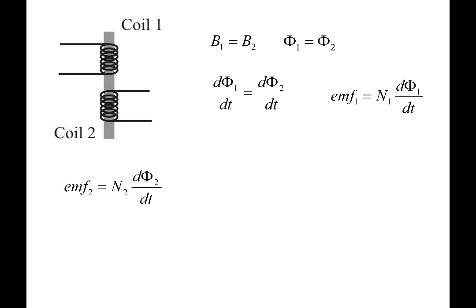Now notice, since the rate of change of magnetic flux through 1 is equal to the rate of change of magnetic flux through 2, I can simply relate the expression for voltage 2 with what I've denoted above with the voltages. So here we have voltage 2 is equal to the number of turns of coil 2 times the rate of change of magnetic flux through coil 1, which is the voltage through coil 1 divided by the number of turns in coil 1.